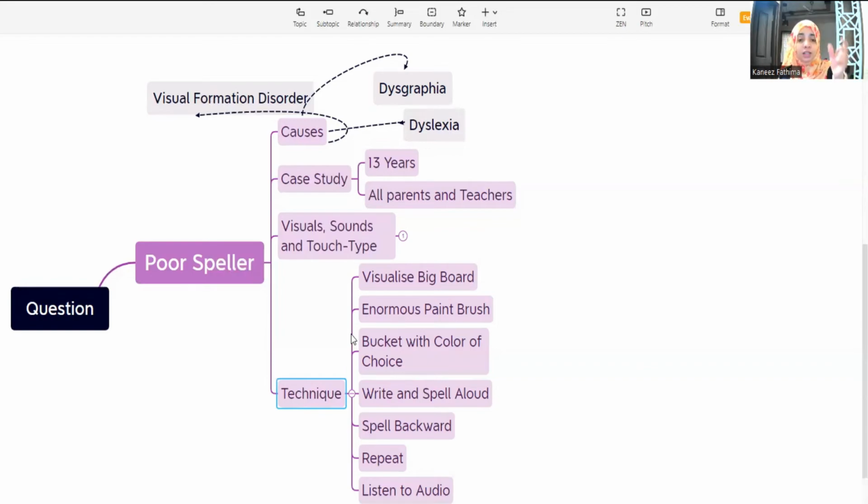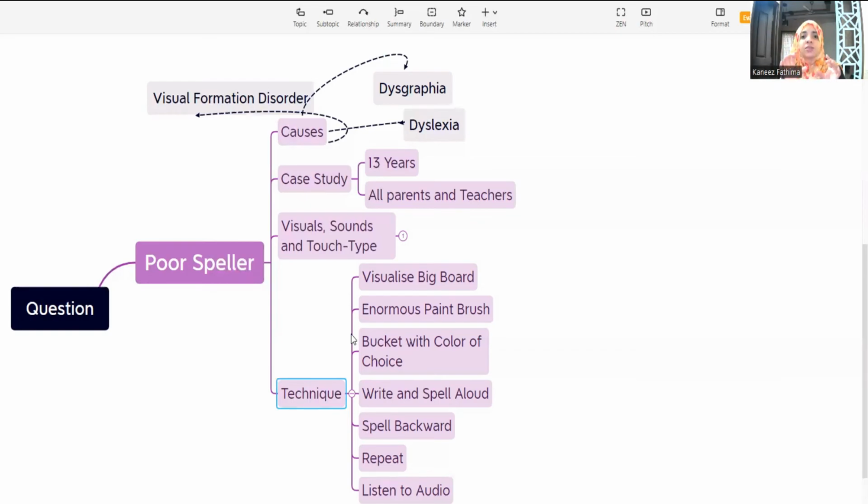Once you start repeating, the word boy is stored, that picture is stored in the mind, and it is very easy for the child to retain what is learned. He is able to spell backwards as well. This is the magic. And not just that, after that, one more thing you have to do is go into sounds, or make him listen to audio.